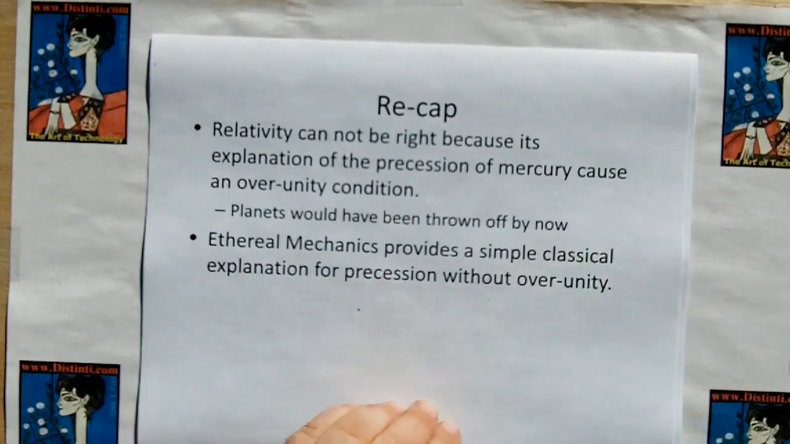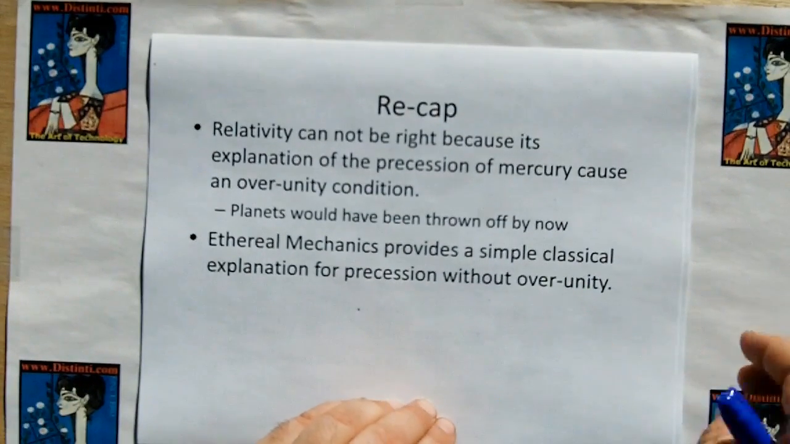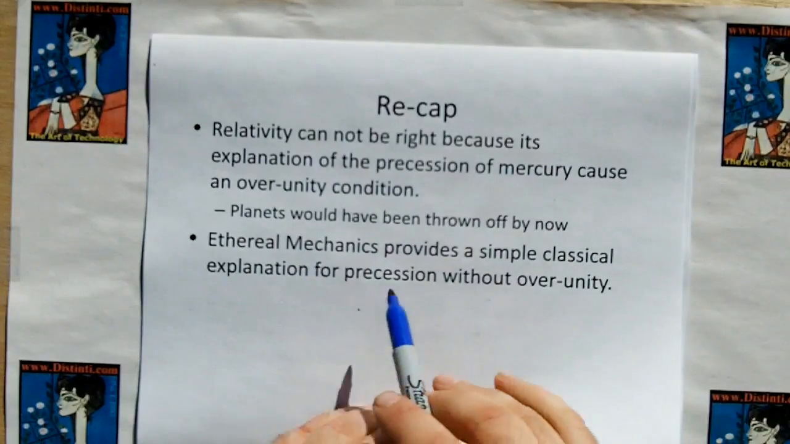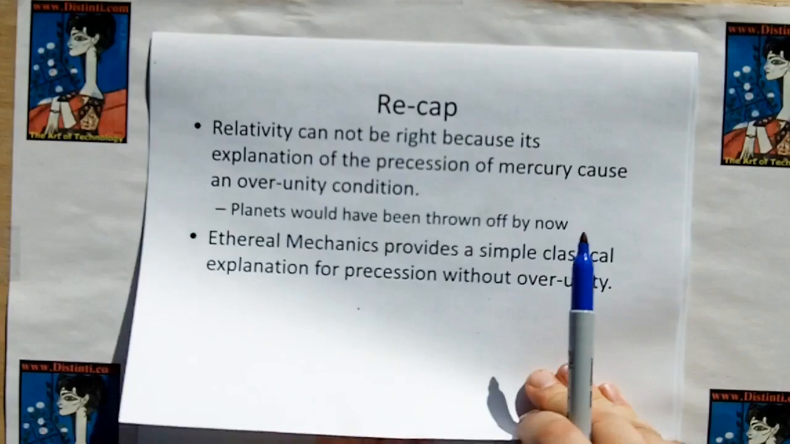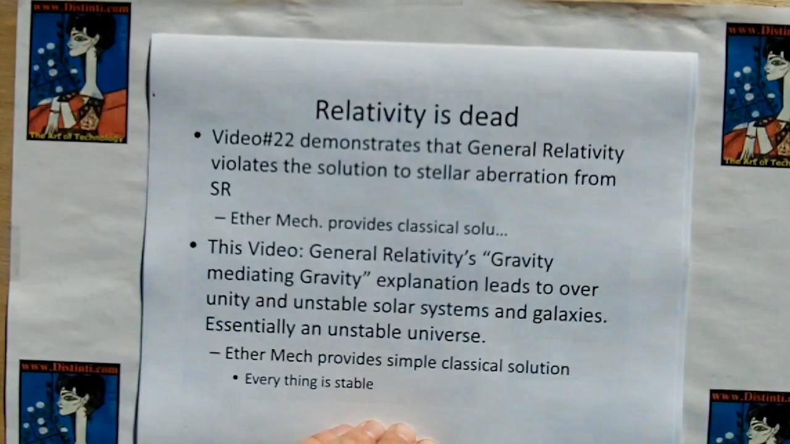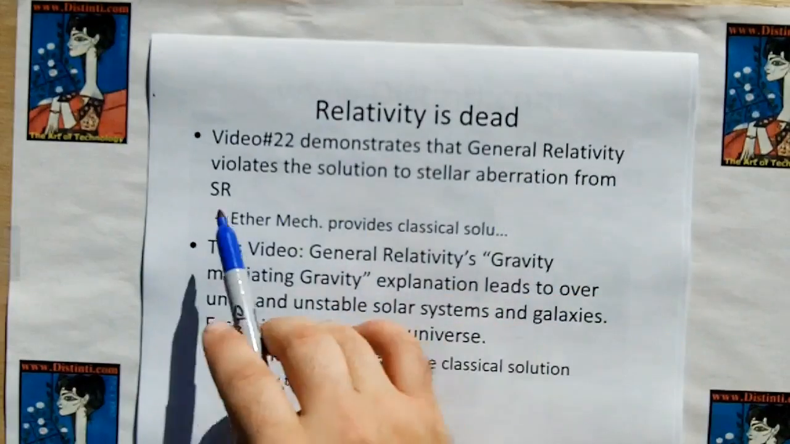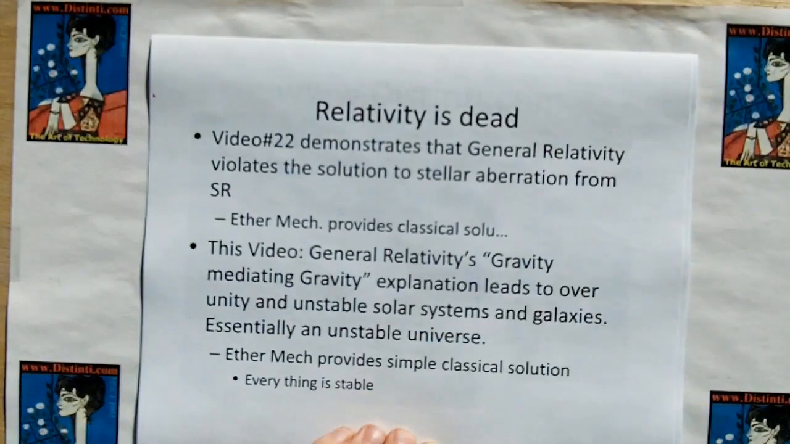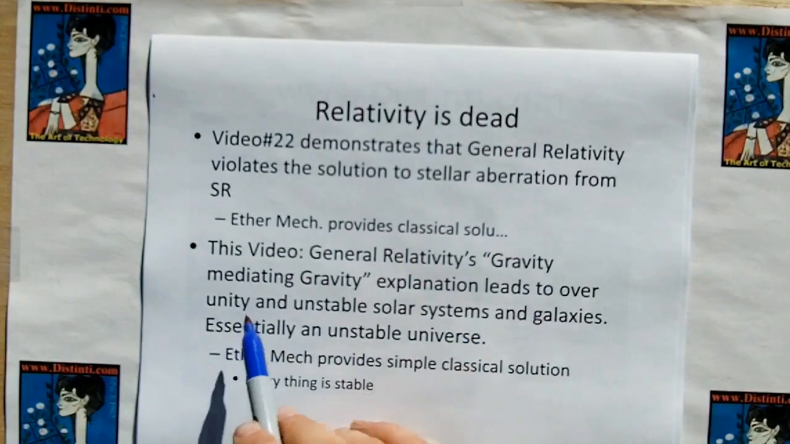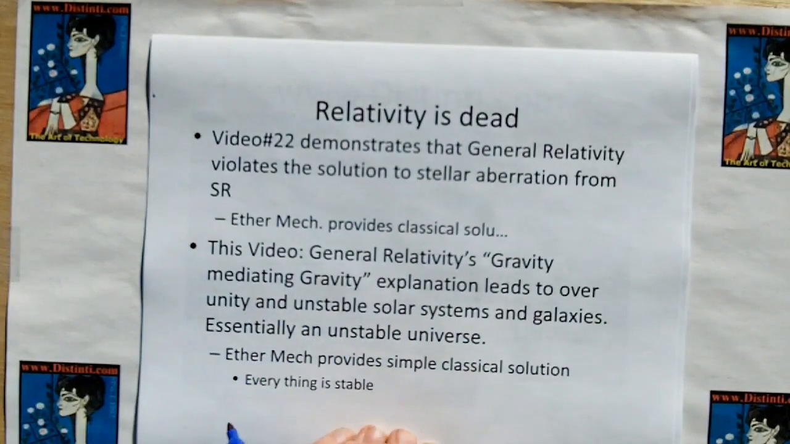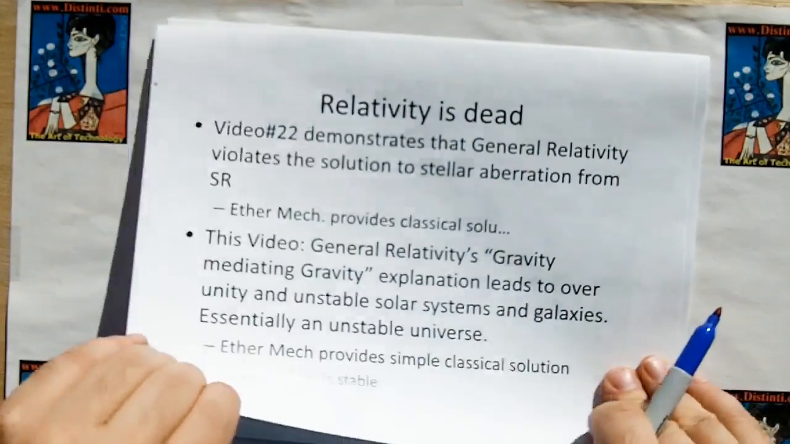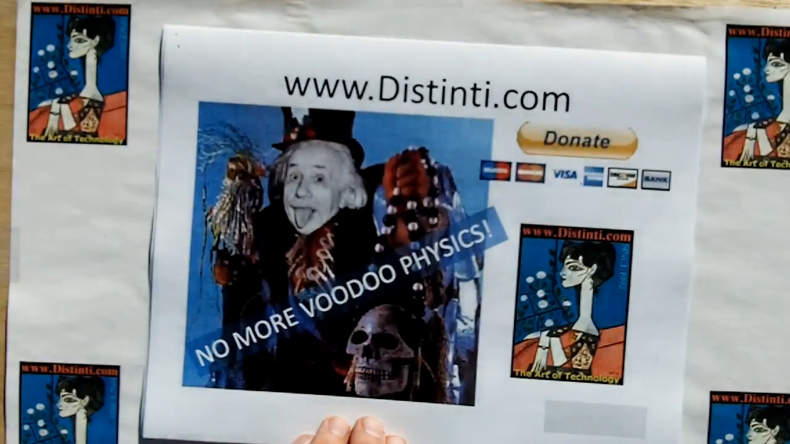Okay, recap. Relativity cannot be right because its explanation of the precession of Mercury causes an overunity condition. Planets would have been thrown off by now. And ethereal mechanics provides a simple classical explanation for precession without overunity. And relativity is dead. In video 22, we demonstrated that general relativity violates the solution to stellar aberration that we got from special relativity. And ethereal mechanics provides a classical solution. In this video, general relativity's gravity-mediating gravity explanation leads to overunity and an unstable universe, where ethereal mechanics provides a simple classical solution. So, here's my ending slide.